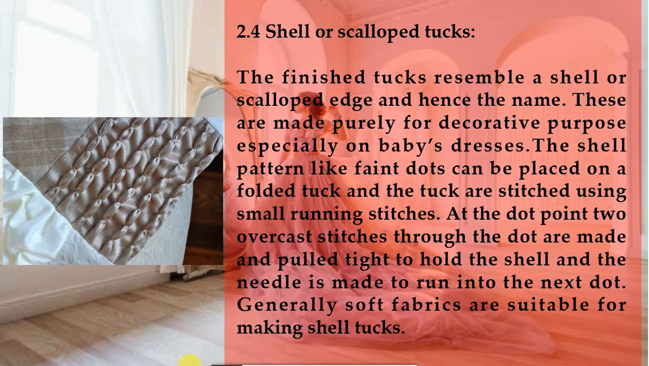2.4 Shell or scalloped tucks. The finished tucks resemble a shell or scalloped edge and hence the name. These are made purely for decorative purposes, especially on babies' dresses. The shell pattern, like faint dots, can be placed on a folded tuck and the tuck is stitched using small running stitches. At the dot point, 2 overcast stitches through the dot are made and pulled tight to hold the shell, and the needle is made to run into the next dot. Generally soft fabrics are suitable for making shell tucks.